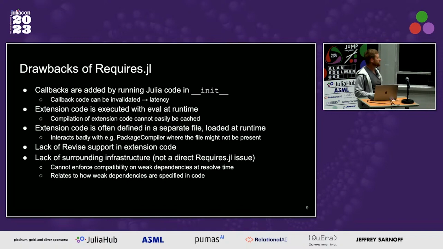There are a few drawbacks though to Requires. One of them is that the callbacks are added by actually running Julia code in an init method. And sometimes this code can be invalidated, so it has to be recompiled. So that gives a bit of extra latency. This extension code is executed with what's virtually an eval call. So this means it's hard to cache this compiled code.